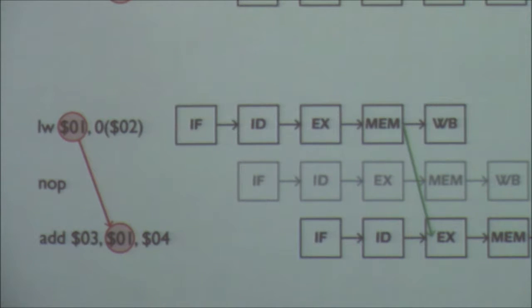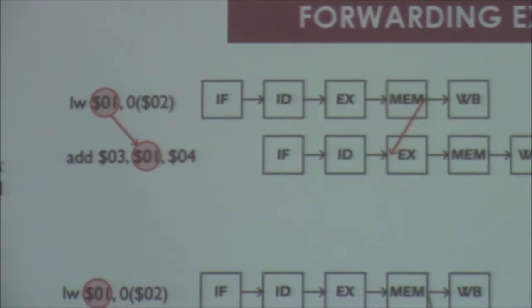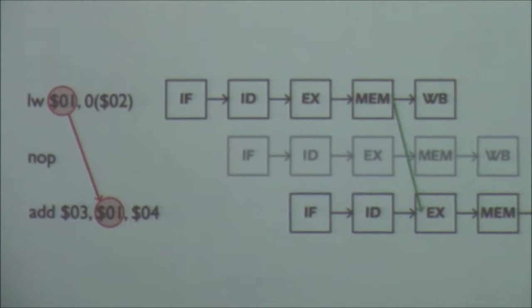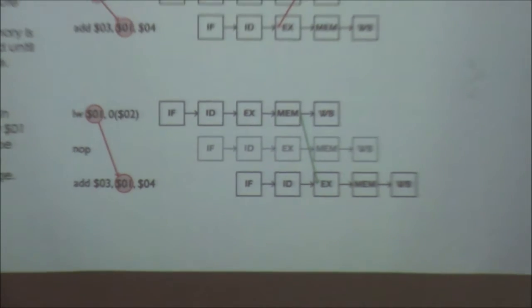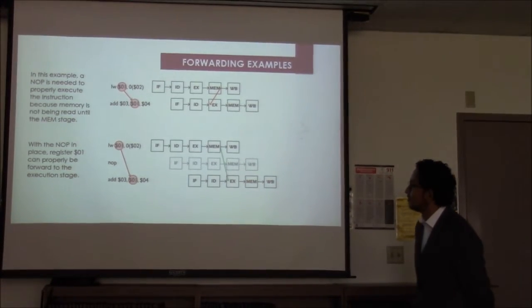word. This is an example of that. So because there's a load word before the addition, and because register 1 is a data dependency, the forwarding unit detects this and sets the flush signal, which inserts a no-op state so that the data can be forwarded from the memory stage to the execution stage.